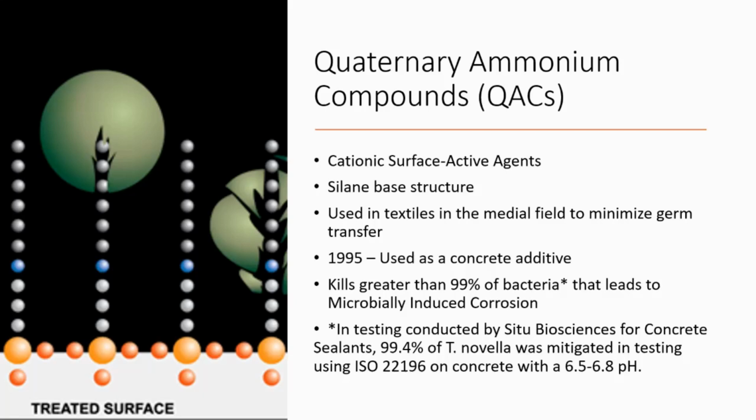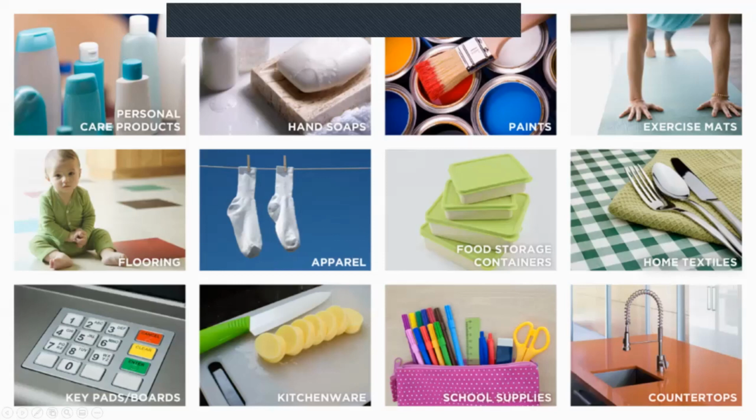It was in about 1995 that it started to become popular to be used as a concrete additive, and then it's also used in cements and mortars and tile grouts. It is effective. It kills 99% of those neutrophilic bacteria that live in the systems as tested at a pH 6.5 to 6.8. We have these kinds of products all around us, from paints to exercise equipment to our office and school supplies.